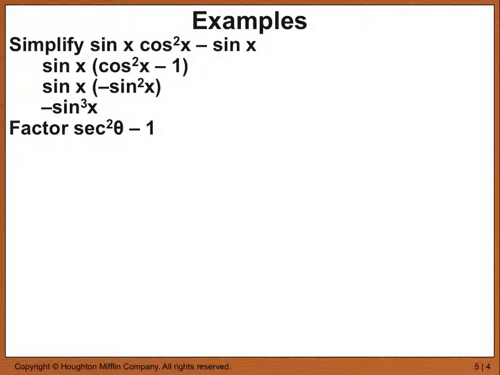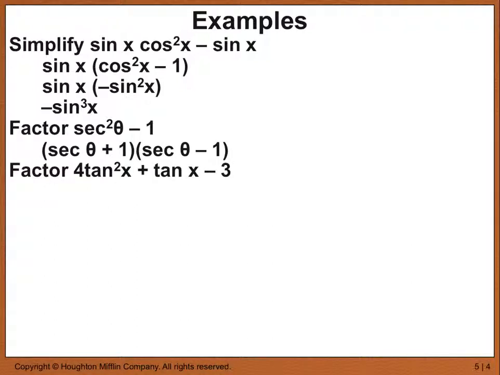Factor secant squared theta minus 1. Pause the video, try to do this, and then resume when you have your answer. Now you should have recognized that this is just a difference of squares, and so we have secant theta plus 1 times secant theta minus 1, and that is the factored form.